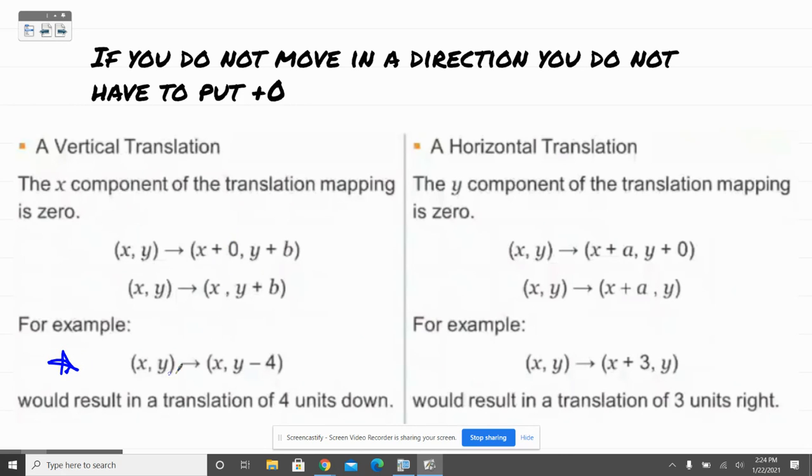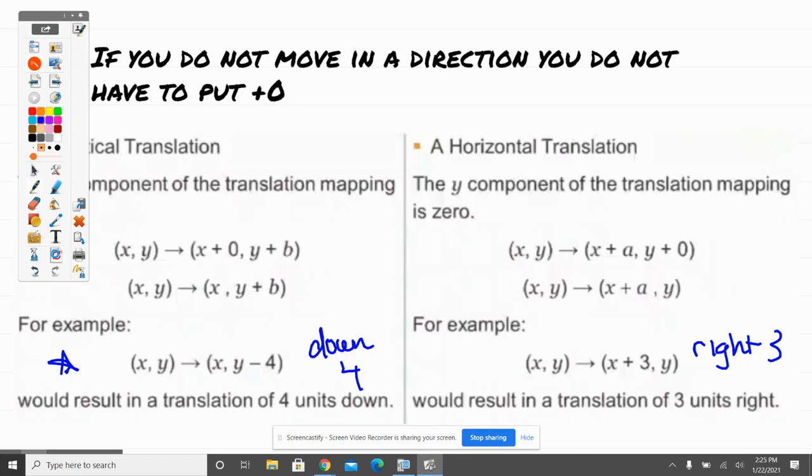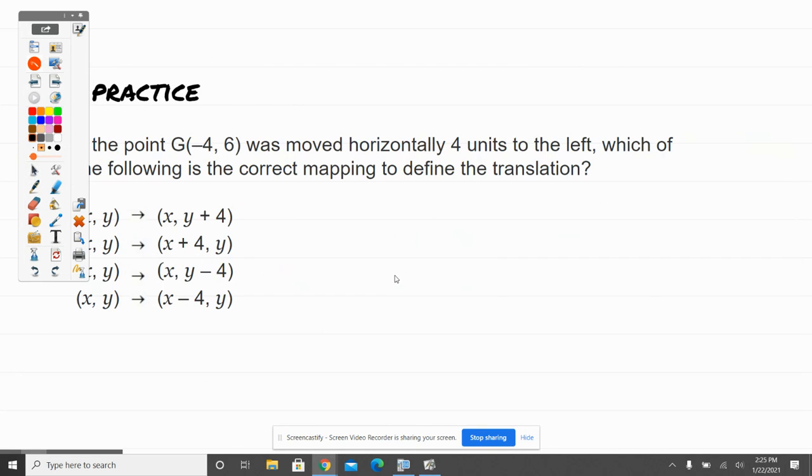So what this one is saying is that it does not move left or right. This one just only goes down 4. Same thing here. This one is just moving to the right 3. It's not going up or down at all. So when there's a 0, they won't put it in, and we won't either.